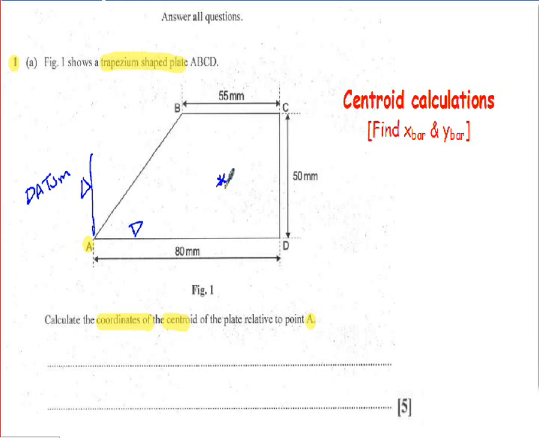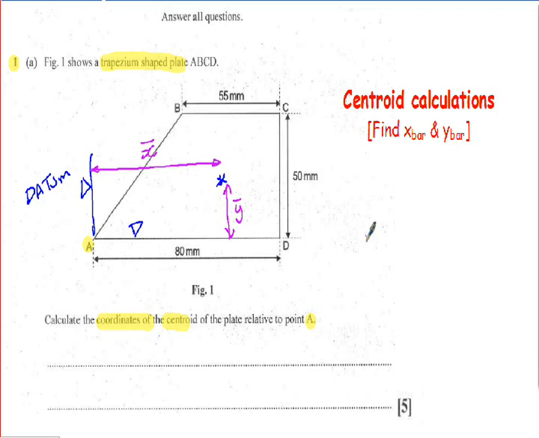That will be the centroid of the shape, and we've got to calculate what's called the Y bar, which will be this dimension across here, Y bar, and we've got to calculate the X bar, which will be this dimension here from the datum. All right, that's what we'll be trying to calculate.